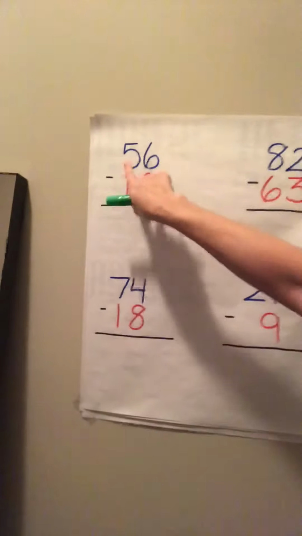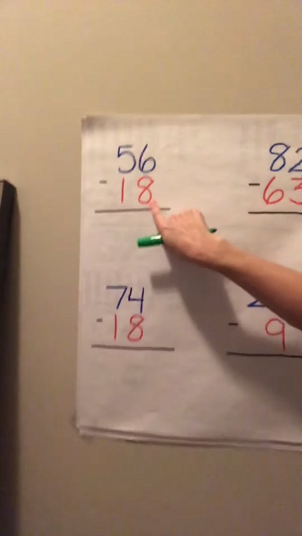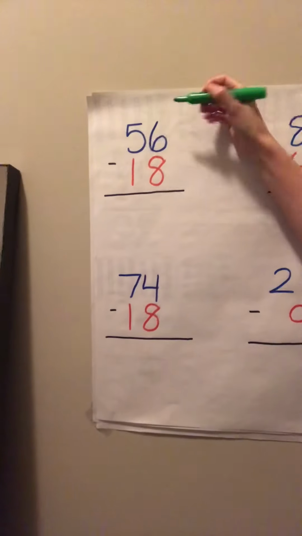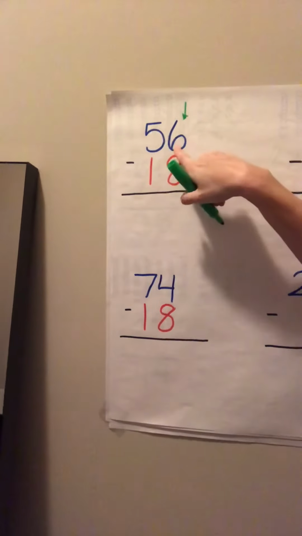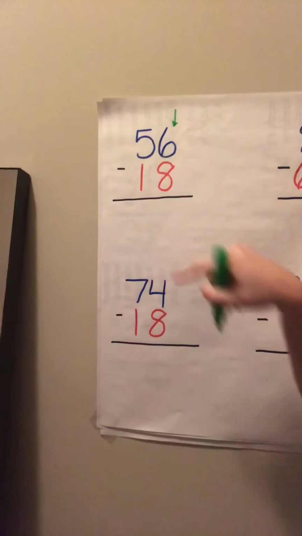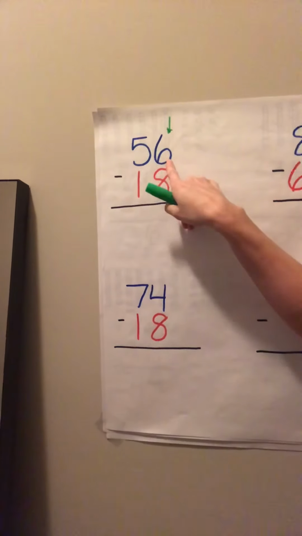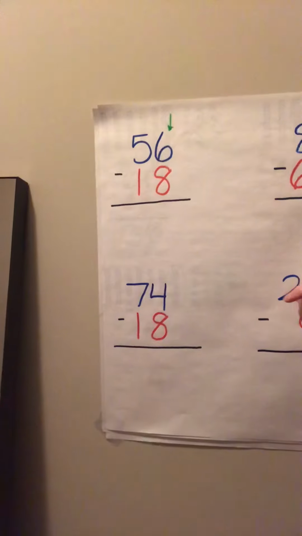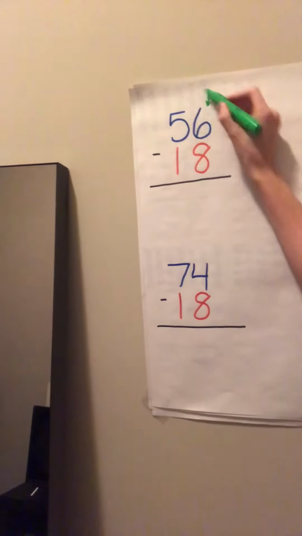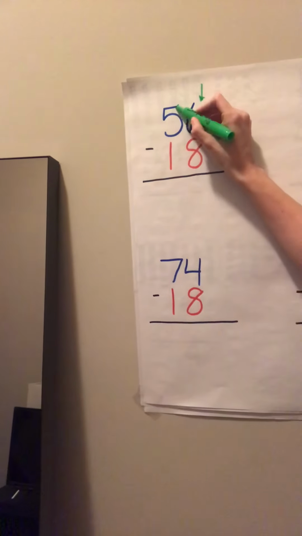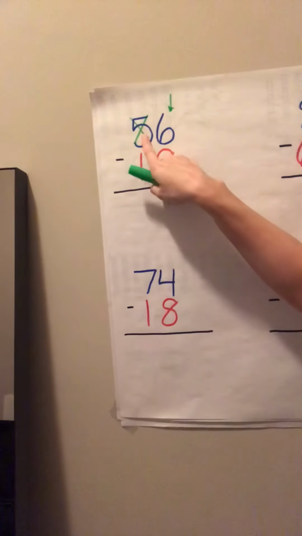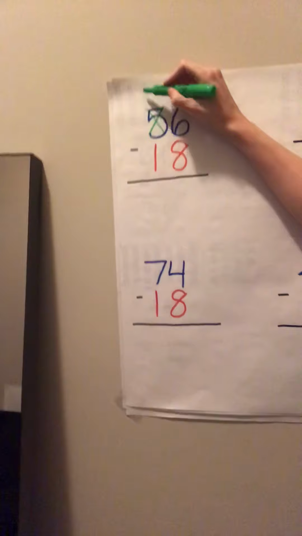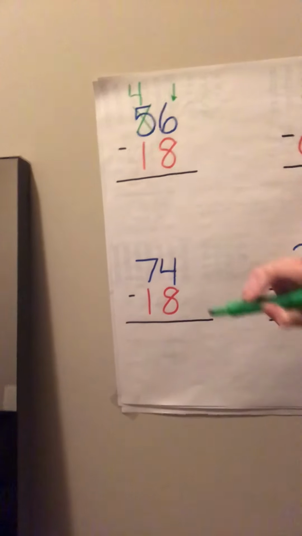So we have 56 minus 18, and again, whenever we're subtracting or adding our two digits, we always start in the ones place. So we have 6 and we need to take 8 away. But if I have 6, I don't have enough to take 8 away. So then I need to hop to my tens. I need to cross out my 5, and I'm taking 1 away. So if I have 5 and I take 1 away, I'm down to 4.